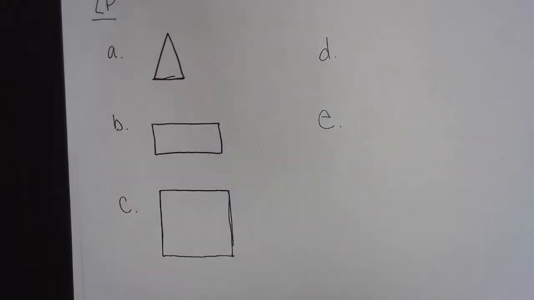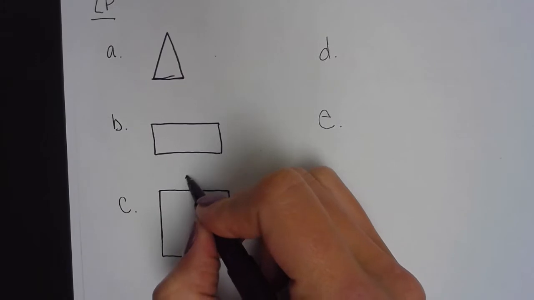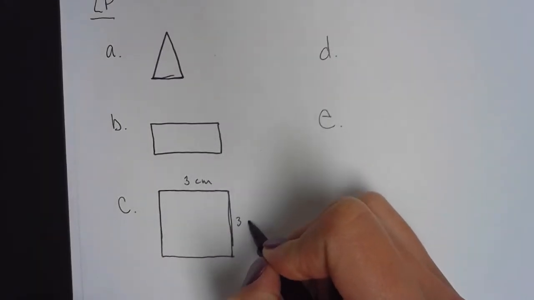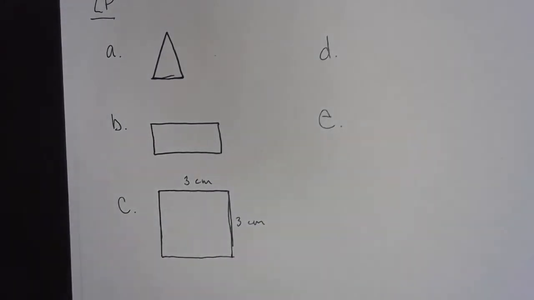There. Now, notice that this is a square because all the sides are the same. I'm going to label it 3 centimeters on 2 sides so that you know that.